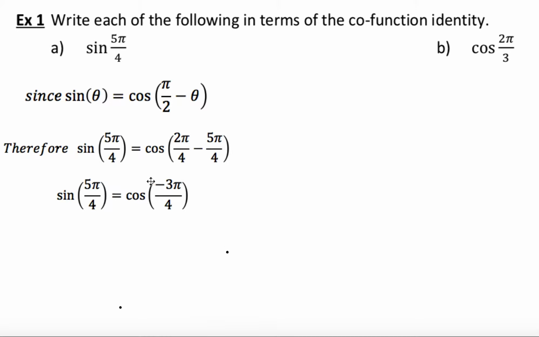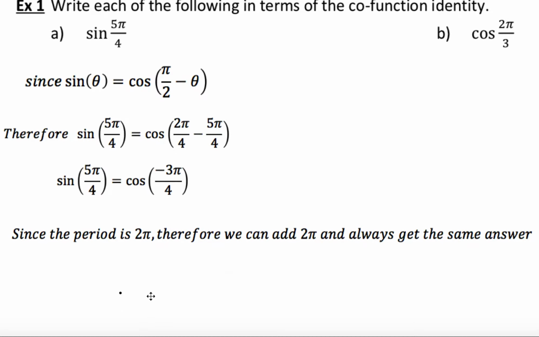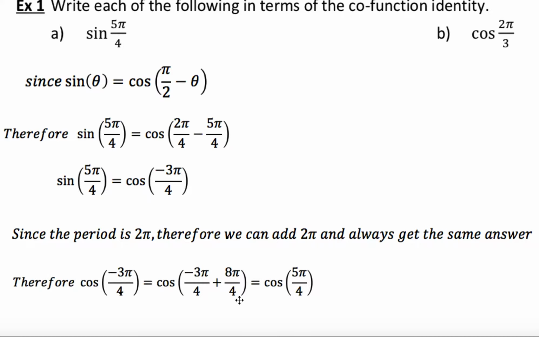Now that's not really nice to write, so what we need to recognize is that a lot of the times we have to write our answers in terms of pi, but between 0 and 2 pi. Now we know that our period here is 2 pi, so we can always add 2 pi and get the same answer. So what I'm going to do is add 2 pi to this answer to get an answer within the 0 to 2 pi range. It's going to be 8 pi over 4, which is going to give me cos of 5 pi by 4.